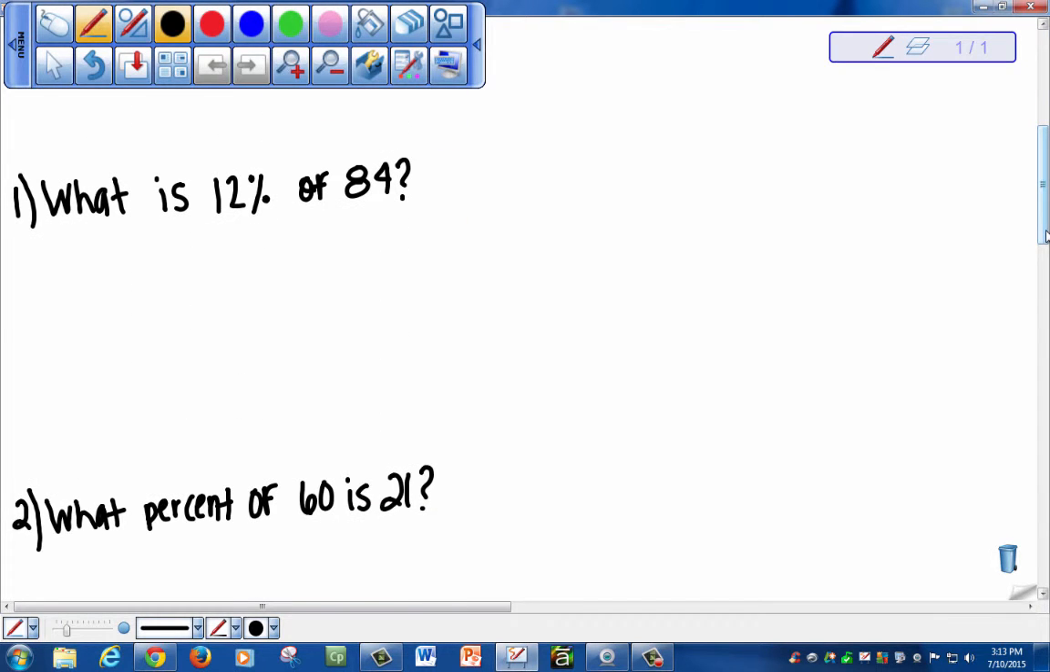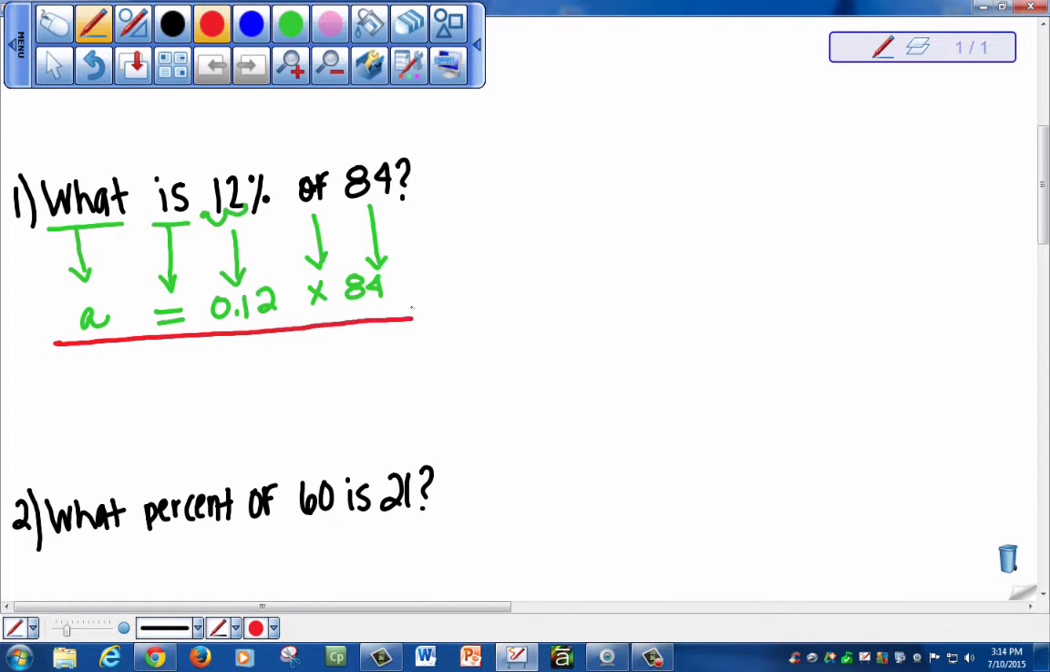And the first one is, what is 12% of 84? We know that "what" means a letter. We know that "is" means equal. Since it's 12%, we know we're gonna change it to a decimal format. So we're gonna move our decimal twice, and this is gonna turn to 0.12. We know "of" means multiplication, and we just bring down the 84. So technically, this is how our equation looks.